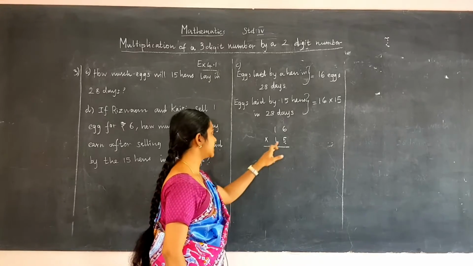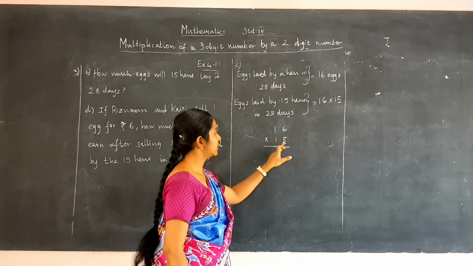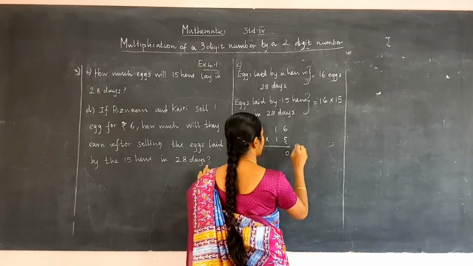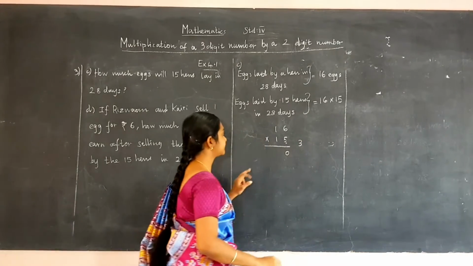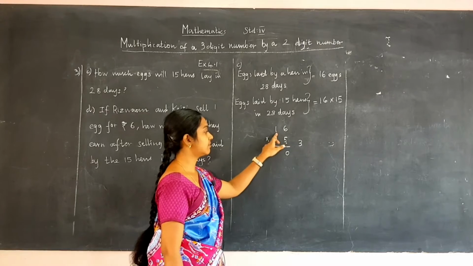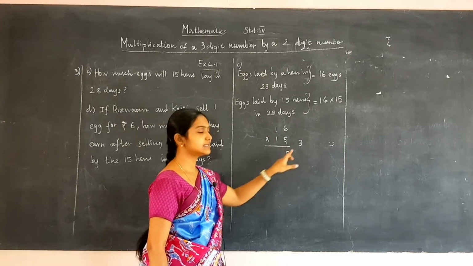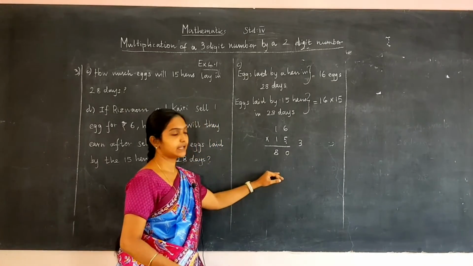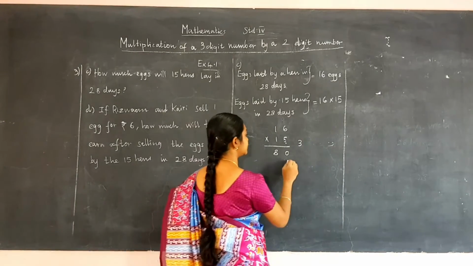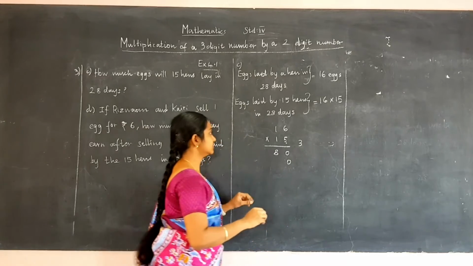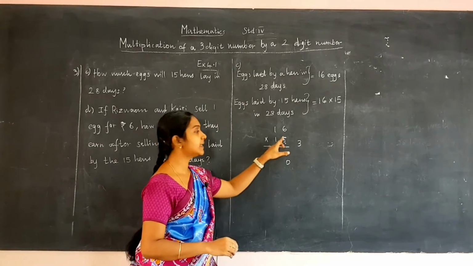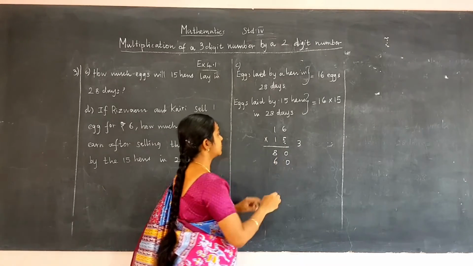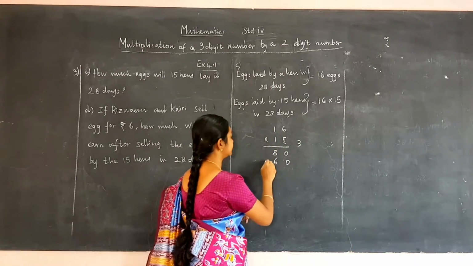With 5 we have to multiply 6 and 1. 5 into 6 is 30. So write 0 here and 3 is remaining. 5 into 1 is 5. 5 plus 3 is 8. We are going to write the second line. So in the first place we have to put 0. With 1 we have to multiply 6 and 1. 1 into 6 is 6. 1 into 1 is 1.